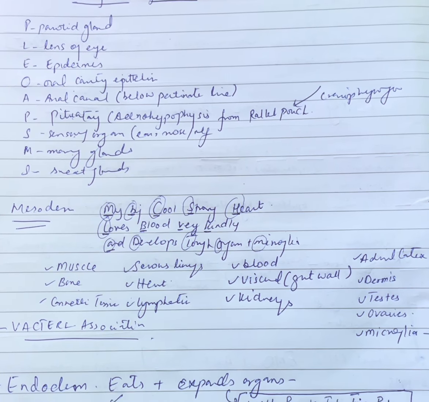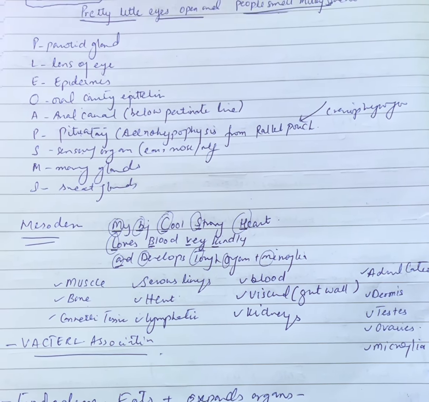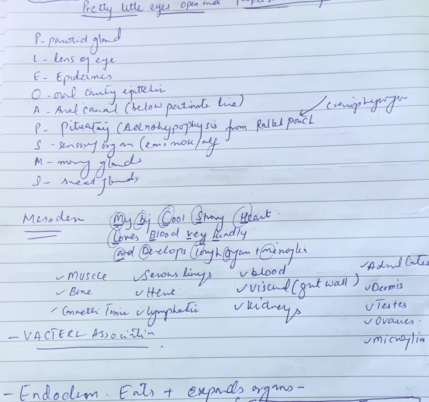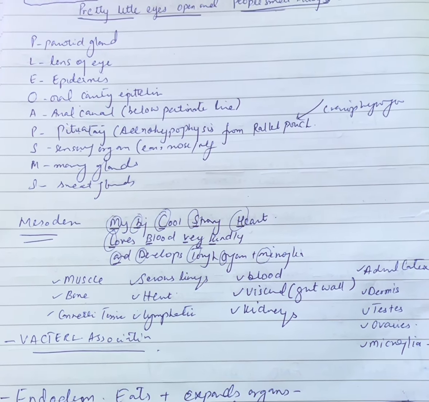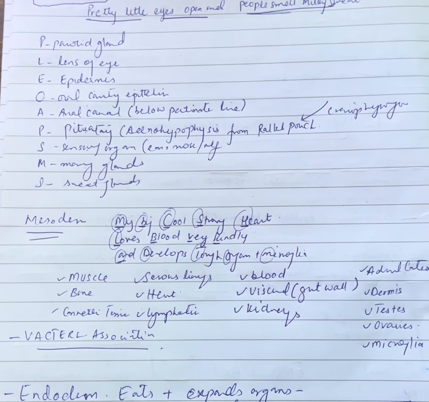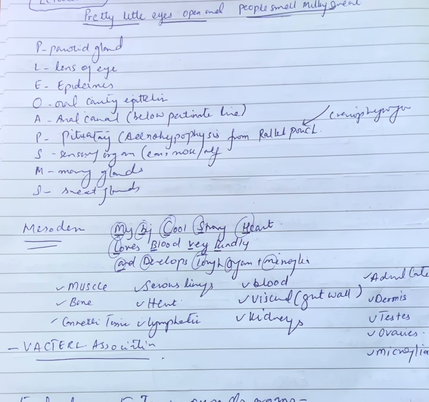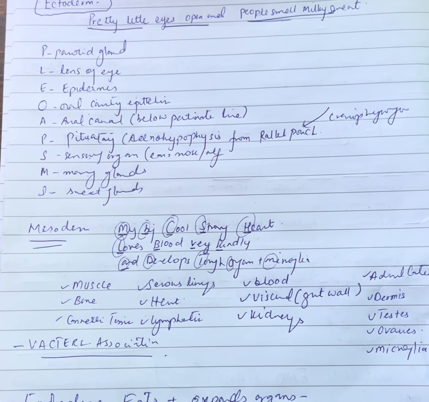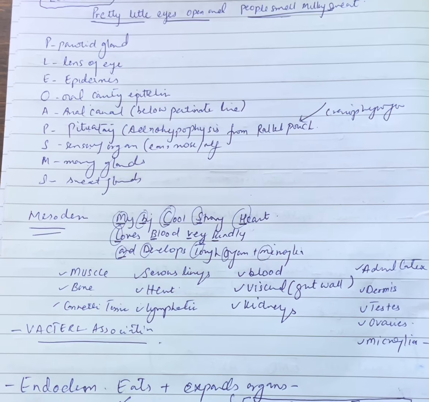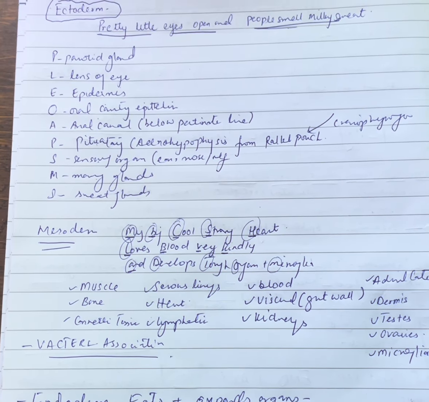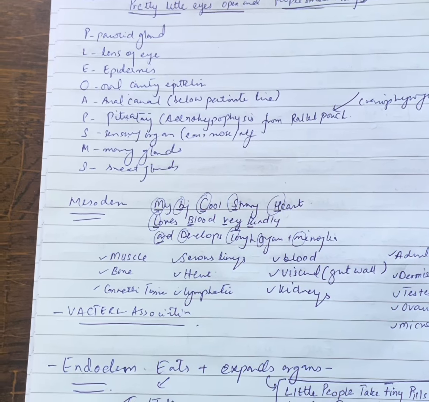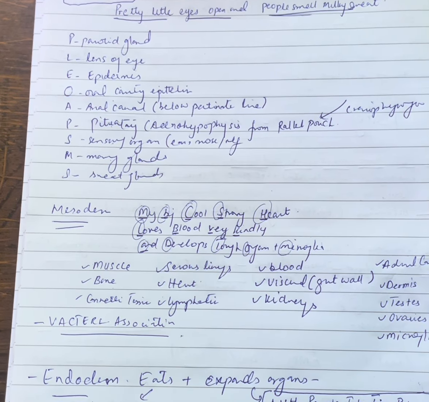So my is for the muscle, big is for the bones, C is for the connective tissue, S is for the serous lining, H is for the heart, L is for the lymphatics, B is for the blood, V is for the viscera, K is for kidneys, A is for adrenal cortex, D is for the dermis, T is for the testes, O is for the ovaries, and M is for the microglia. You need to remember the association with the derivatives of the mesoderm.